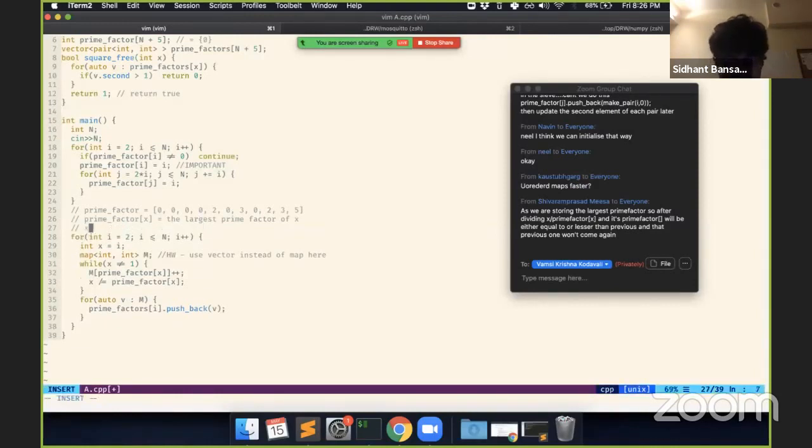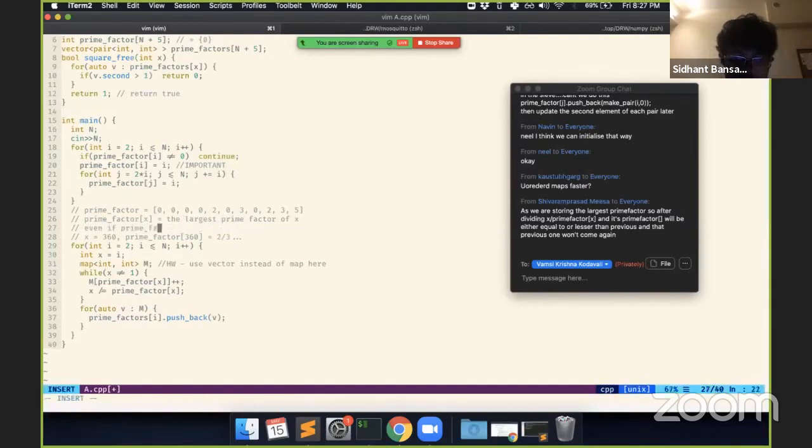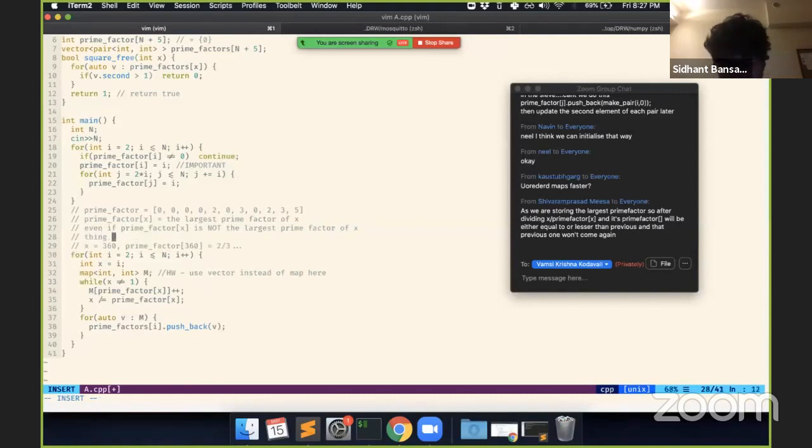The idea is, if you have x equal to, let's say, 360, the prime factor of 360 is one guy, which is a prime factor of 360. It might be 2, it might be 3. We don't honestly care. It just needs to be one guy. We don't care whether it's the largest or not. Even if prime factor x is not the largest prime factor of x, the thing still works. Basically, prime factor of x should be one of the prime factors of x. So let's say the prime factor of 360 actually came out to be 3.